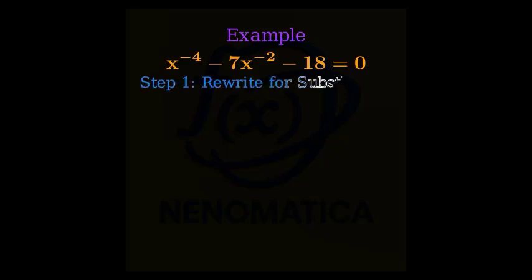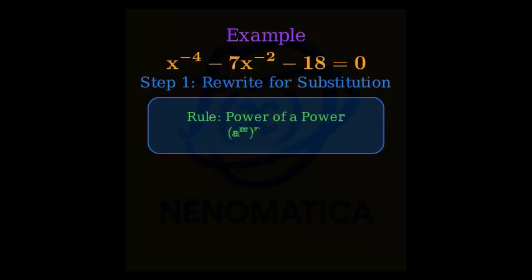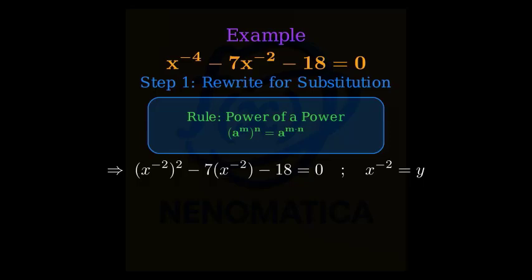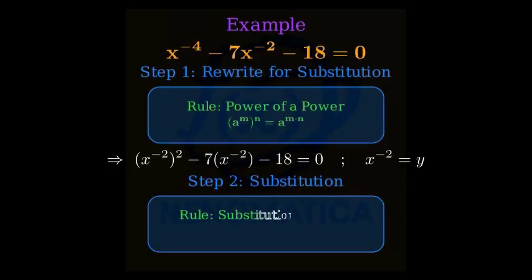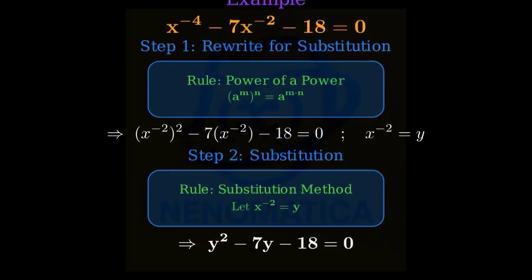Step 1. Rewrite using the common power x to the negative 2. We notice that x to the negative 4 is the square of x to the negative 2, so we write (x to the negative 2) squared minus 7 times x to the negative 2 minus 18 equals 0. Then we set x to the negative 2 equal to y. Step 2. Substitute y for x to the negative 2. This becomes a standard quadratic in y: y squared minus 7y minus 18 equals 0.